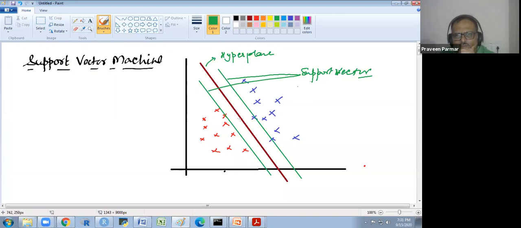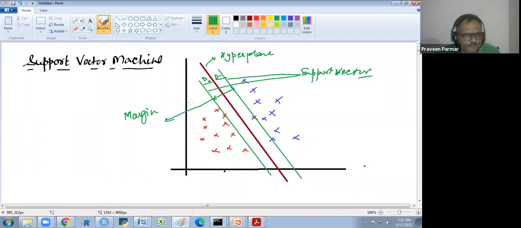This distance is d positive, d negative, whatever, in this way we got this. And this whole thing is called the margin. This is called the margin we have. I will write it in a proper way so you can understand. This is the margin.